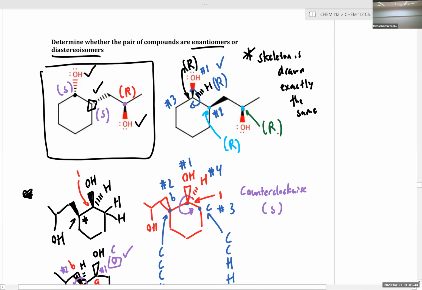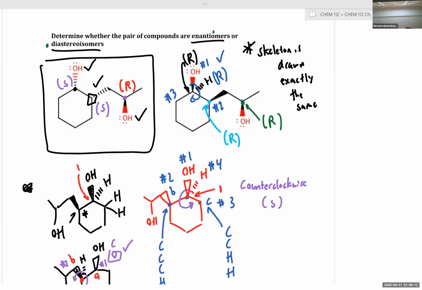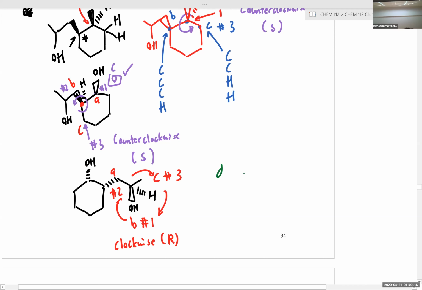So if we compare all of our stereocenters, have we flipped all of our stereocenters? Yes or no? No. What do we call it when we only invert one or more, but not all of our stereocenters? Is that an enantiomer or a diastereoisomer? Yes, that's exactly right. They are diastereoisomers. So we'll just write that they are diastereoisomers.